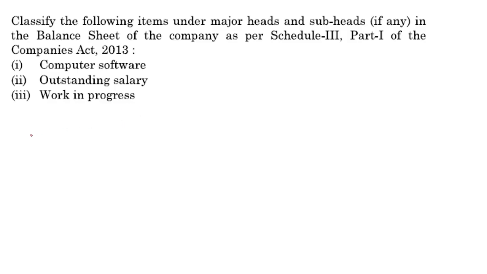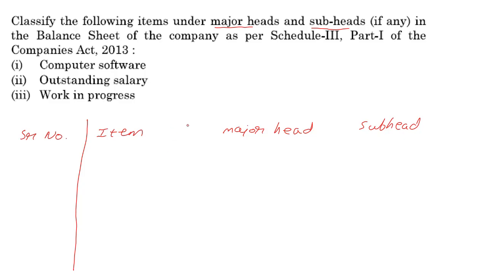Okay, so it would help if you have maybe a serial number. Okay, they've called it items. So we can also say item. Okay, and then major head and subhead. Okay, and we have serial number one, computer software.